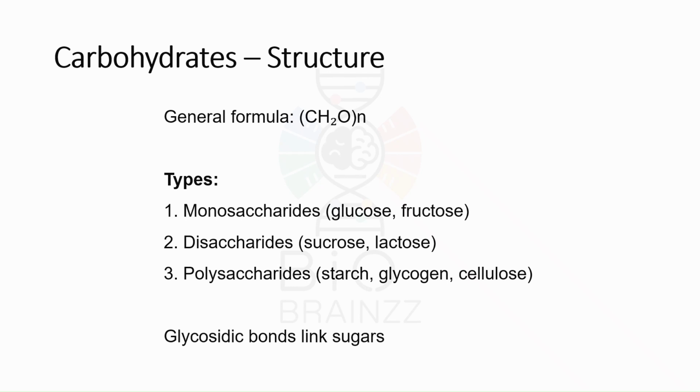Carbohydrates structure. Carbohydrates generally follow the formula CH2O n and are one of the primary biomolecules in living systems. They are classified based on the number of sugar units present. Monosaccharides like glucose are the simplest form. Disaccharides like sucrose consist of 2 units, and polysaccharides like starch and glycogen are complex molecules. These sugar units are linked by glycosidic bonds. Understanding classification and bond types is very important for the exam.